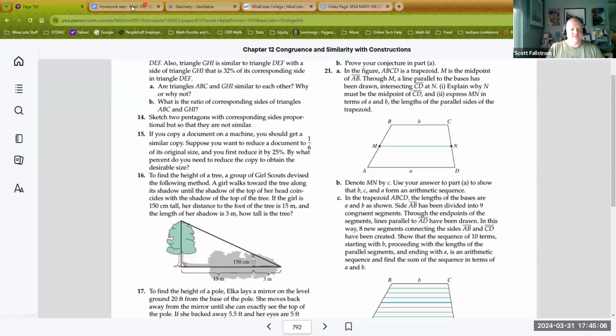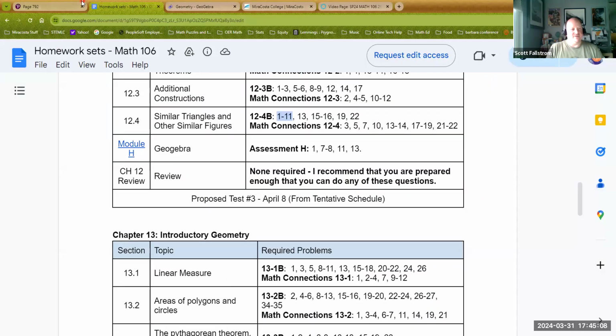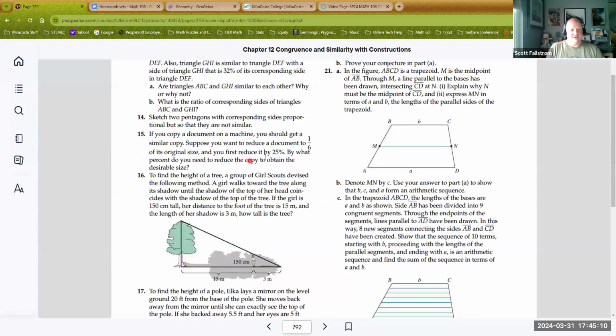19. And let's see, was it 15 and 16, right? 15, 16. Okay. If you copy a document, you should get a similar copy. If you want to reduce it to 1/6 of its original size, first you reduce it by 25%. In my mind, if you want to start with fractions, keep it fractions the whole time. So if you want to reduce it by 25%, that's 1/4. That means 3/4 is remaining behind. 3/4 times what gets you to 1/6.